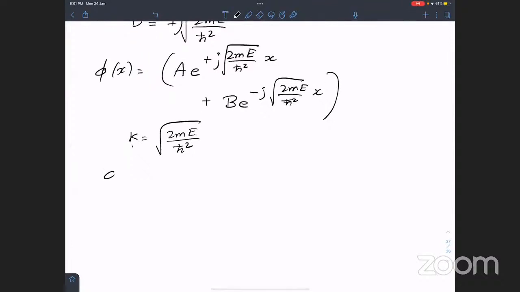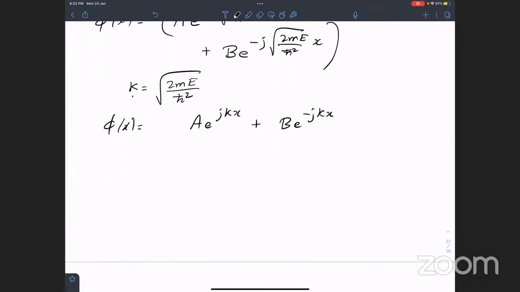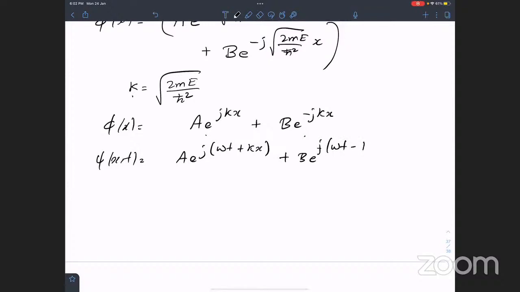So I can write that phi of x is nothing but A into e to the power jkx plus B into e to the power minus jkx. Now both of these have the same energy. So the actual wave function is A into e to the power j(omega t plus kx) plus B e to the power j(omega t minus kx).